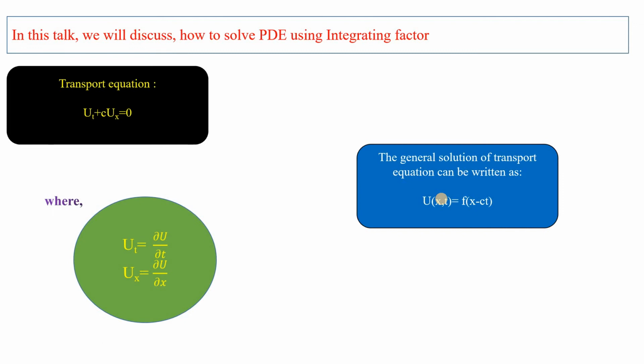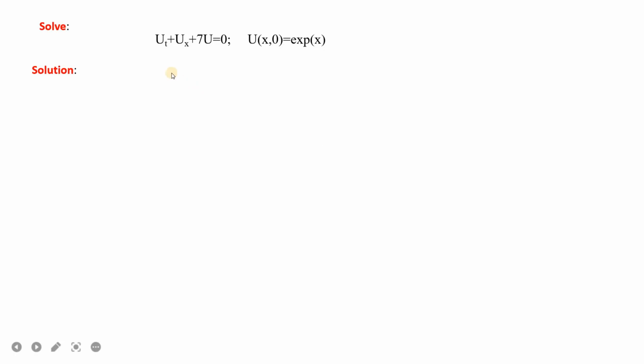Now our idea will be clearer if we solve one example of how to use an integrating factor to solve partial differential equations. We are given this partial differential equation: u_t plus u_x plus 7u equal to 0. We can note that this equation is quite different from the transport type partial differential equation by the term 7u. We are also given a boundary condition: u(x, 0) equal to e^x.